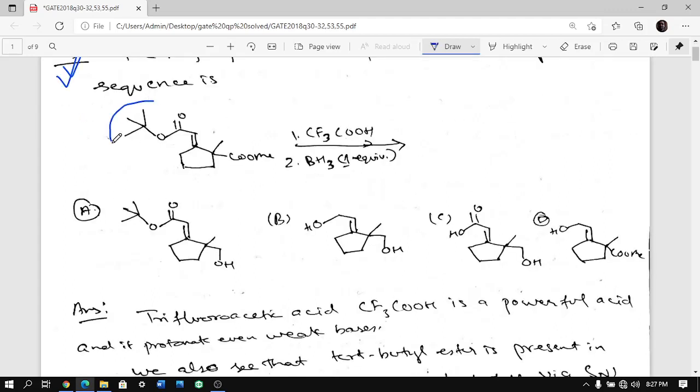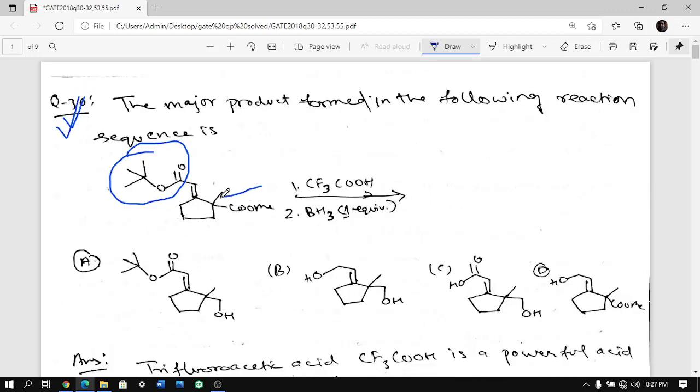So you have a tertiary butyl ester group here, and another ester group here, and you are adding trifluoroacetic acid, and then BH3, that is diborane. BH3 doesn't exist as BH3, it always exists as a dimer, B2H6, and is a reducing agent, right? So first we are adding CF3COOH.